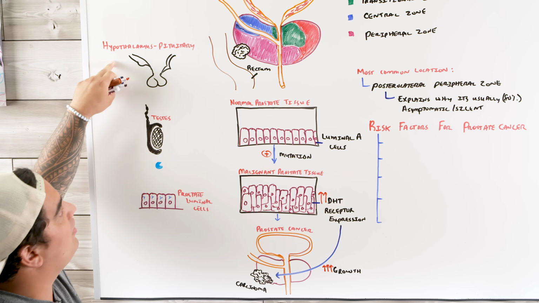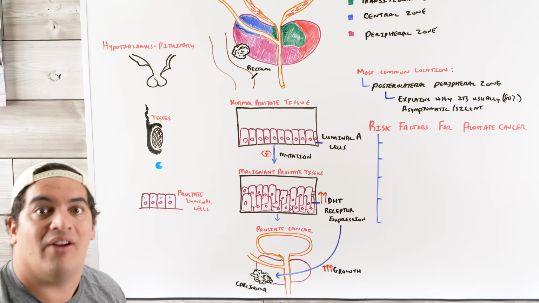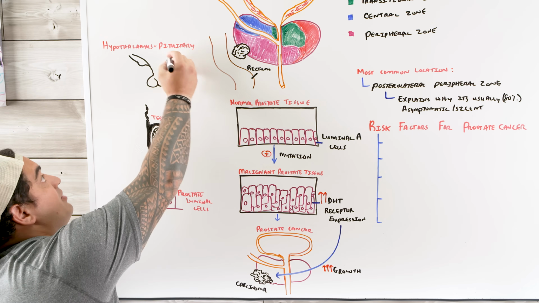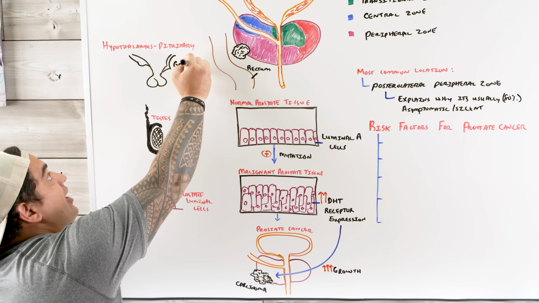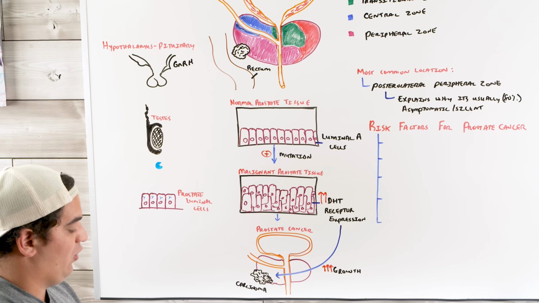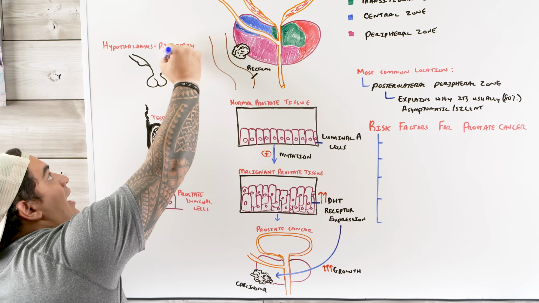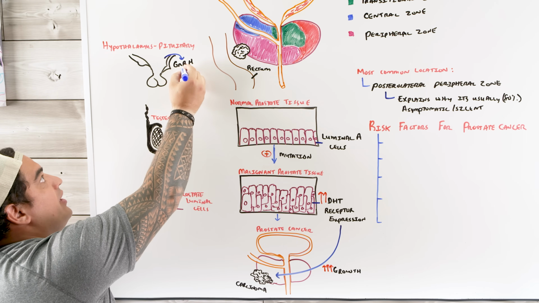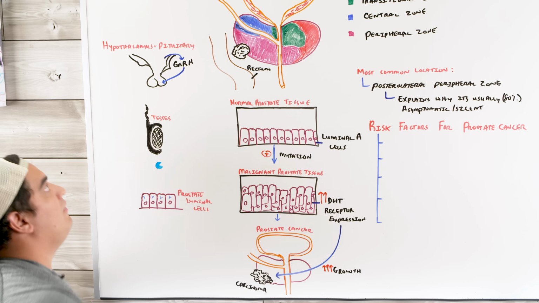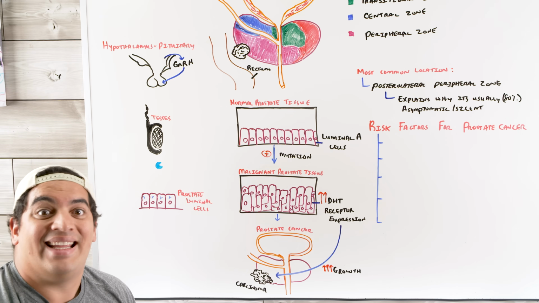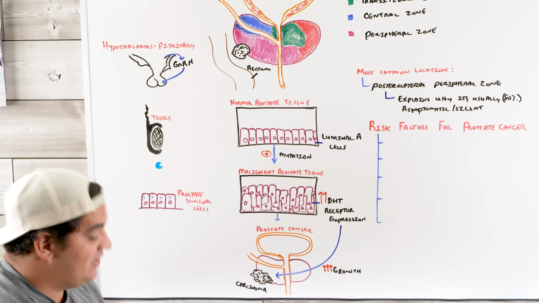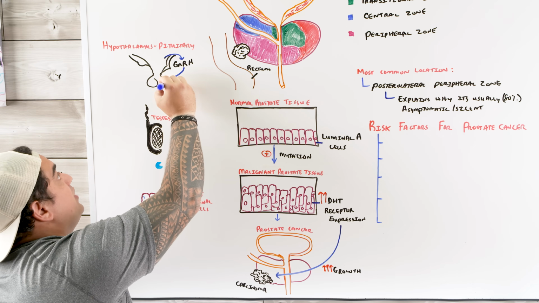So we have this hypothalamic pituitary testicular or ovarian axis. Your hypothalamus makes something called GnRH, gonadotropin releasing hormone. From here, this GnRH travels down via the portal system and gets to the anterior pituitary. It stimulates the anterior pituitary, and the anterior pituitary makes two hormones.